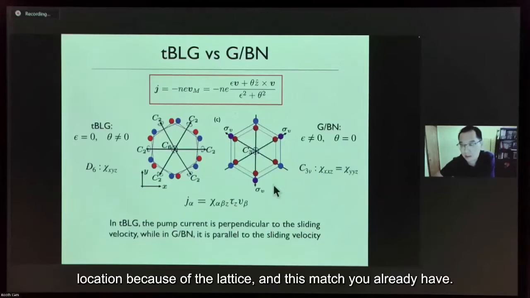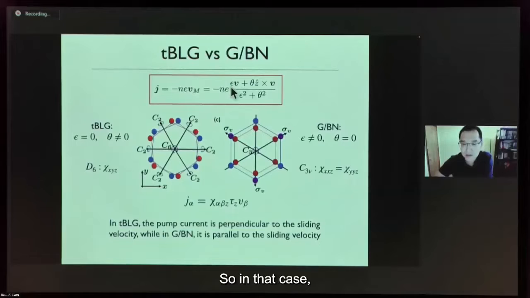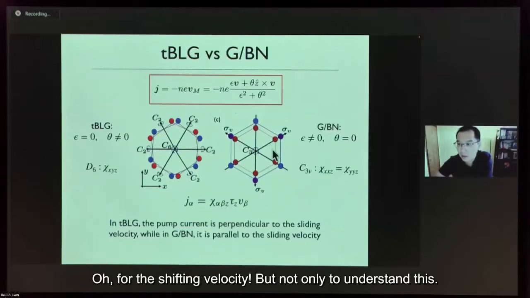And another case is graphene on boron nitride. Without any rotation, because of the lattice mismatch, you already have a Moiré potential. So in that case, theta is 0, but epsilon, the lattice mismatch, is non-zero. So in that case, the pump current will be parallel to the sliding velocity.